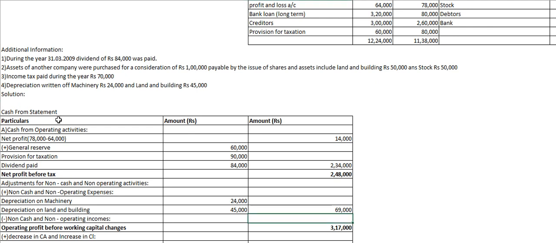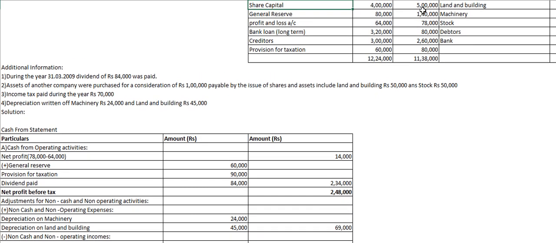So your cash flow statement, cash from operating activity: you start with the net profit, which is nothing but your profit and loss account balance, 78,000 minus 64,000, which gives the balance of 14,000. Now you'll add any appropriation made during the year, which is the general reserve. You have general reserve in the equation, so you'll add 1,40,000 minus 60,000.